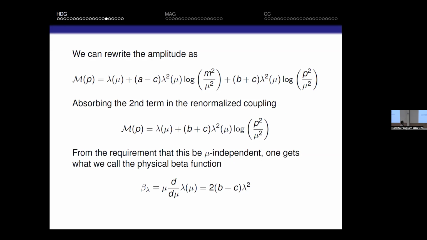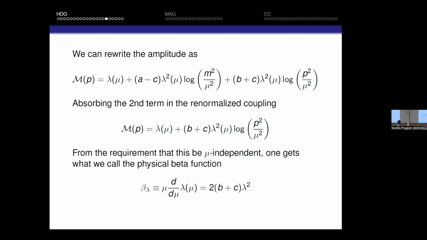And this term now, if you wish, you can absorb it in the definition of the renormalized coupling. You can say that the renormalized coupling is not just this, but this plus this log. And then you get the formula for the amplitude in terms of this new renormalized coupling, which is like that, and it is of the standard type.